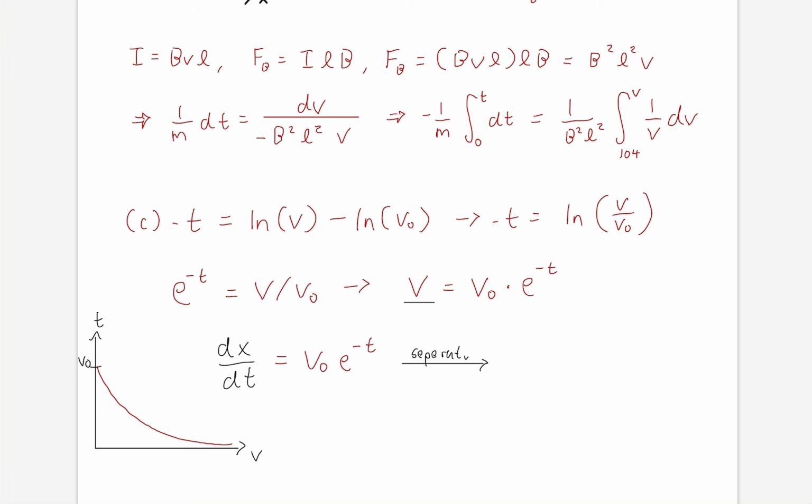and in doing so, we'll just set up another integral, and not a terribly difficult one to solve. We're going to have the dx on one side, and then we will have the v naught e to the negative t dt on the other side. Okay, so that's after we've separated the two of them.